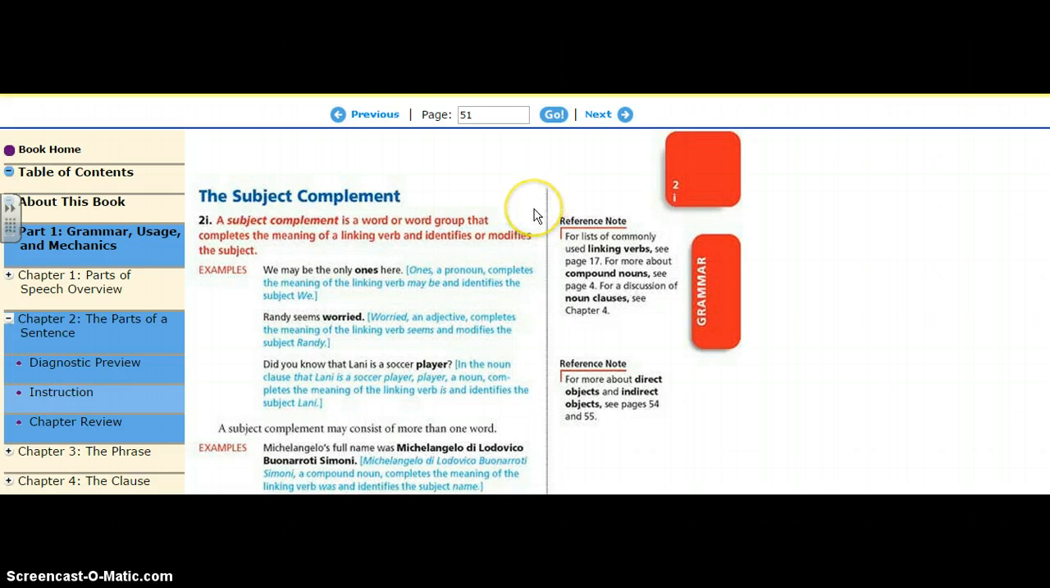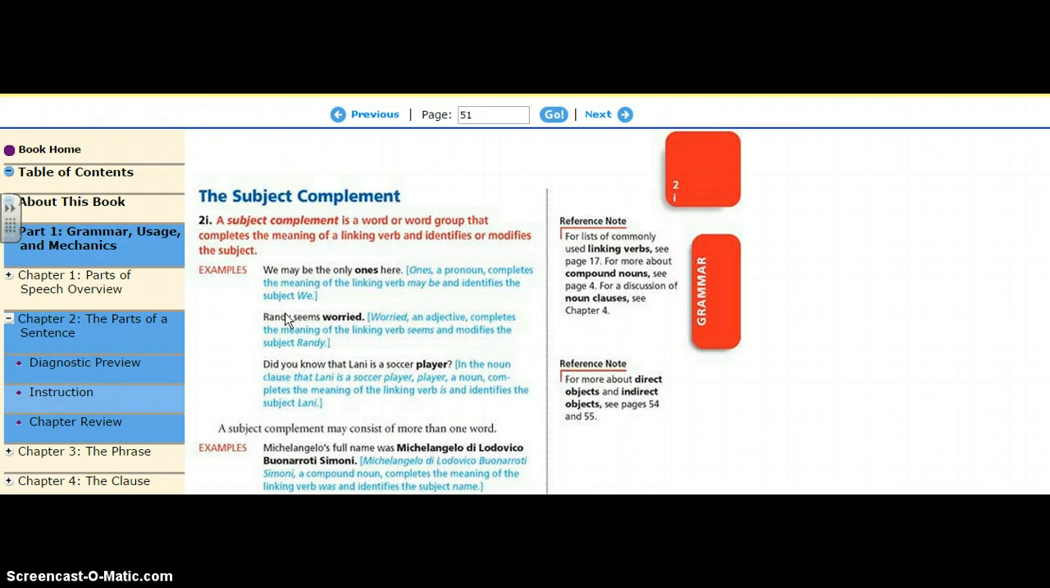Page 51, we have the subject complement, which is a word or word group that completes the meaning of a linking verb and identifies or modifies the subject. The examples are, we may be the only ones here. Ones, a pronoun, completes the meaning of the linking verb may be and identifies the subject we. Randy seems worried. Worried is an adjective and completes the meaning of the linking verb seems and modifies Randy, the subject.